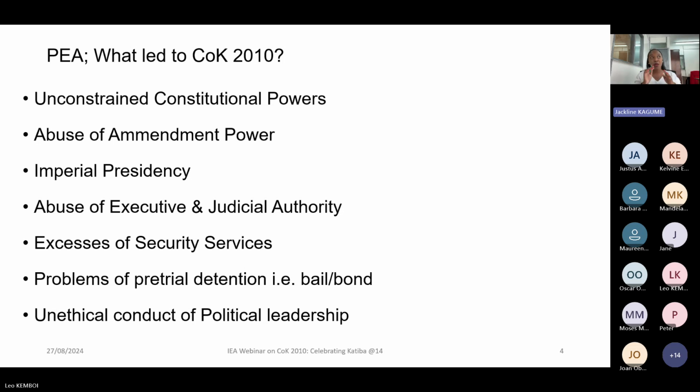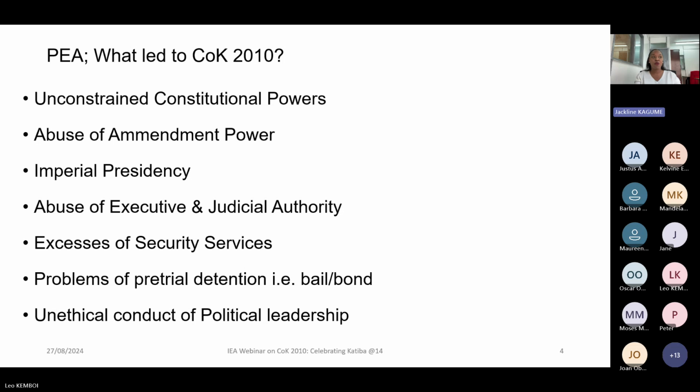Most of you on this call have been privy to the discussions, to the journey of the Constitution, so you understand what brought us here. The first thing was obviously the unconstrained constitutional powers, thinking about the factors that led us here.